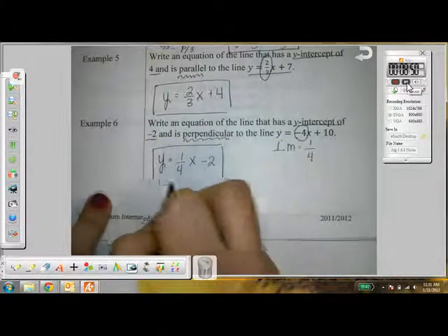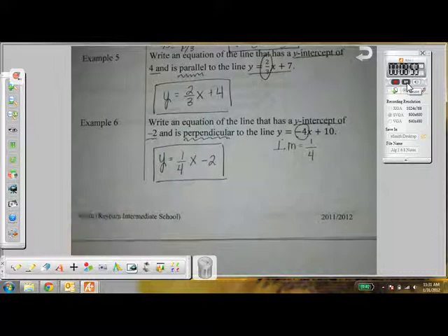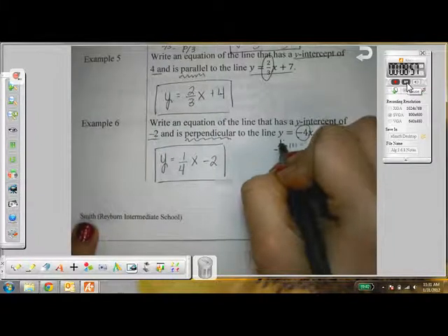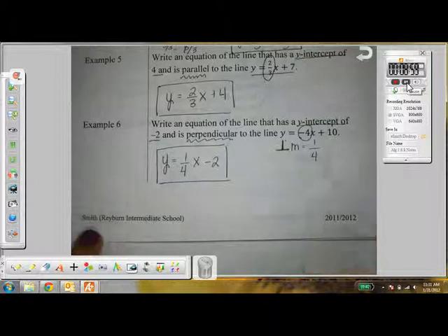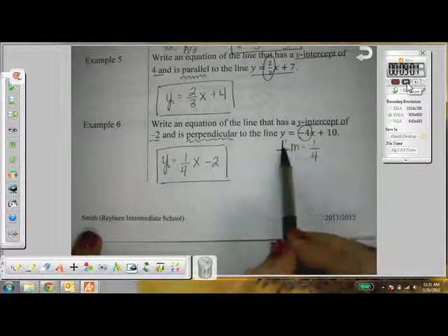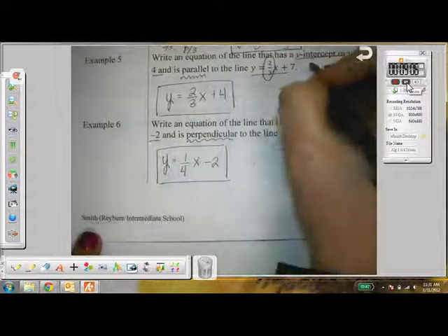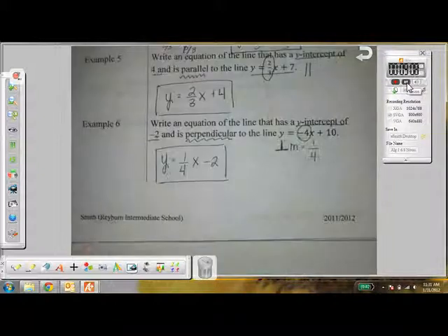I don't get it. What's that little upside down T and M? It's shorthand. It means perpendicular. M means slope, right? So this means perpendicular slope. Do you remember what parallel is?